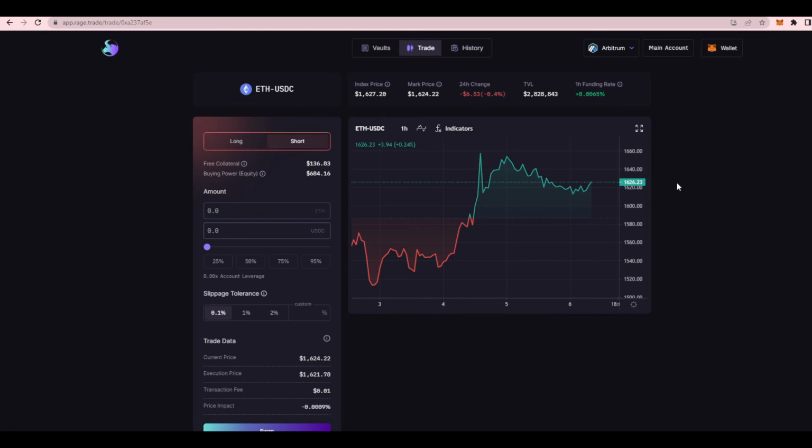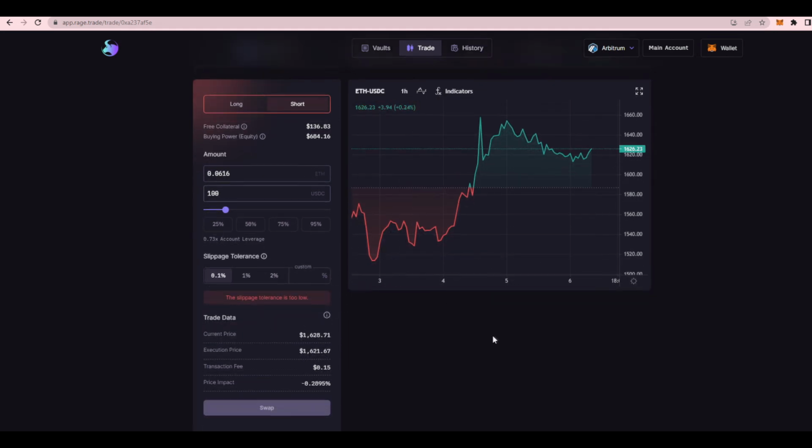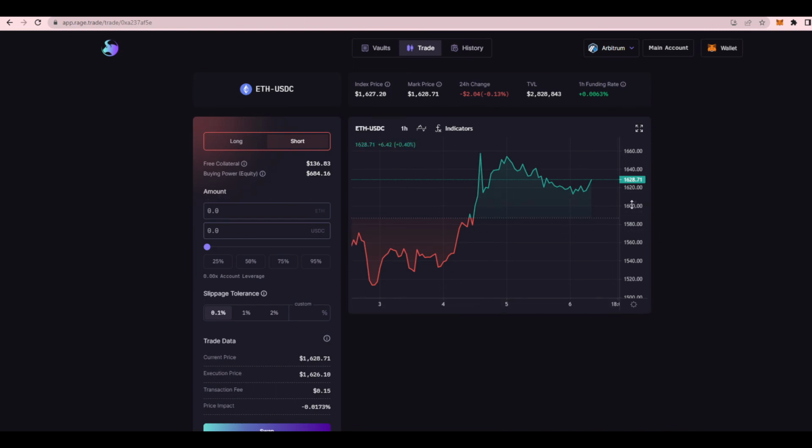Now when it comes to actual usability, Rage Trade scores very highly. It's just very easy to use. There's not much choice that you have here. You can open a trade, close a trade quite easily. There's not a million different order types. It shows you pretty clearly what's going on, and you only have to press like 2 or 3 buttons to actually get a trade going, and then you can see all of your trades here as well. So when it comes to usability, I would say that's quite high.